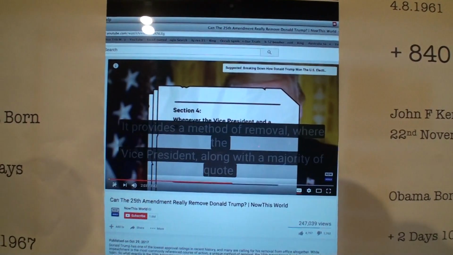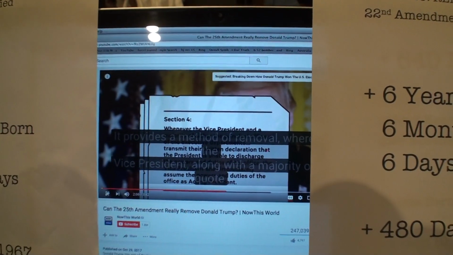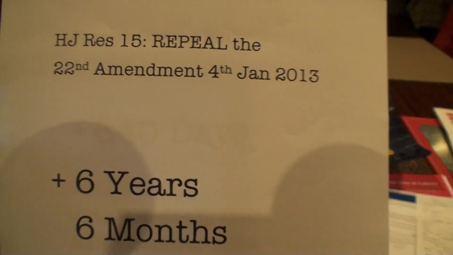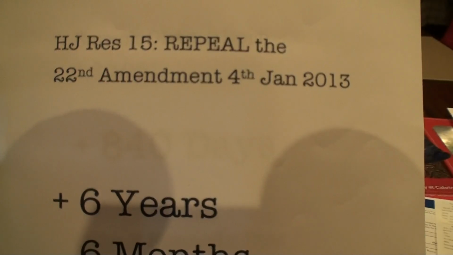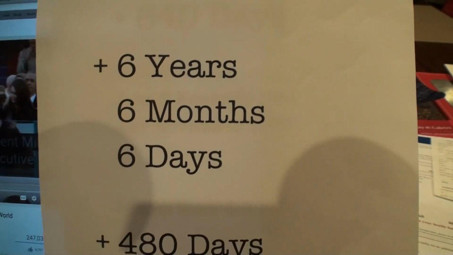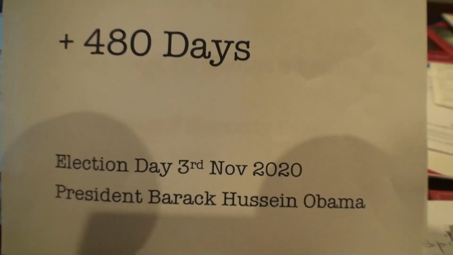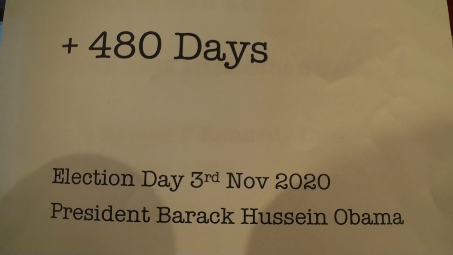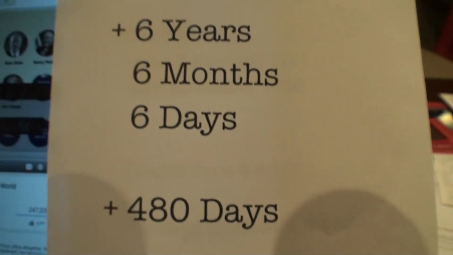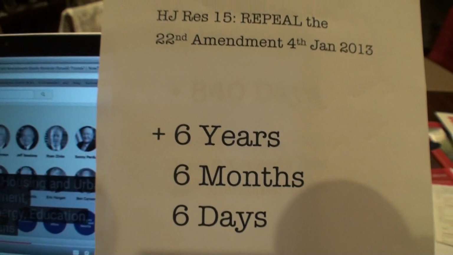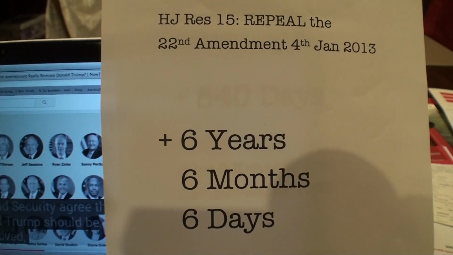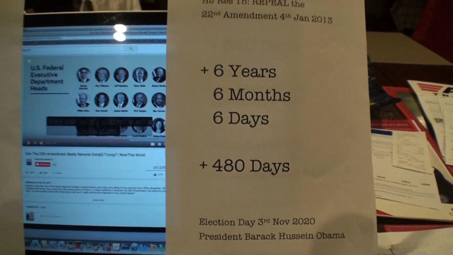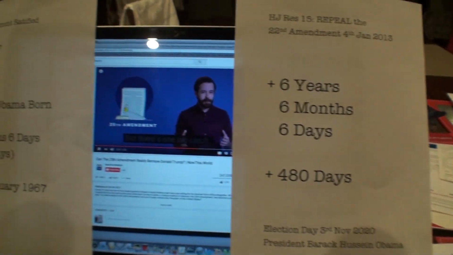It provides a method of removal where the vice president, along with the majority of, quote, principal officers of the executive departments, submit a joint declaration to leaders in Congress that the president can't fulfill their duties. So, in theory, should Vice President Mike Pence and a majority of executive department heads of Treasury, State, Justice, Interior, Agriculture, Commerce, Labor, Defense, Health and Human Services, Housing and Urban Development, Transportation, Energy, Education, Veterans Affairs, and Homeland Security agree that President Donald Trump should be removed, they can jointly submit such a declaration. But there's one big catch.